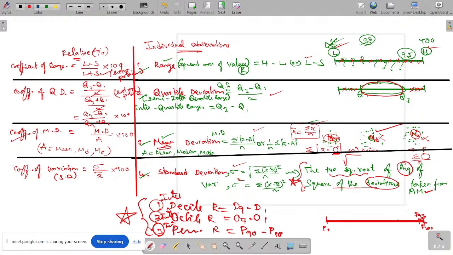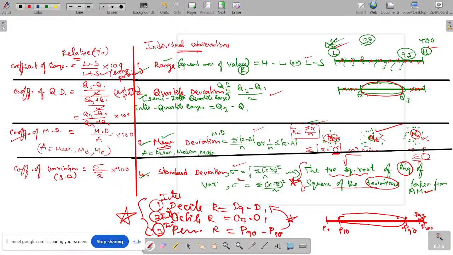That's why we are not going to consider this way. Instead, we'll consider P90 and P10. So we'll consider the difference between these two. And if you keenly check, you'll find that P90 minus P10 is the same as D9 minus D1. You agree with me? Please make a note of this also.